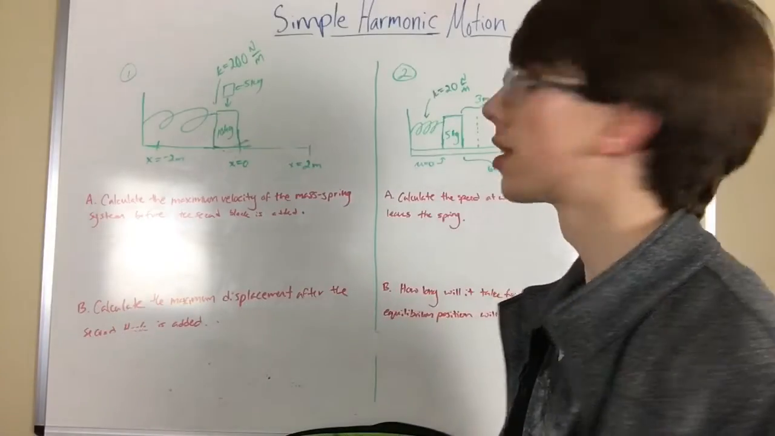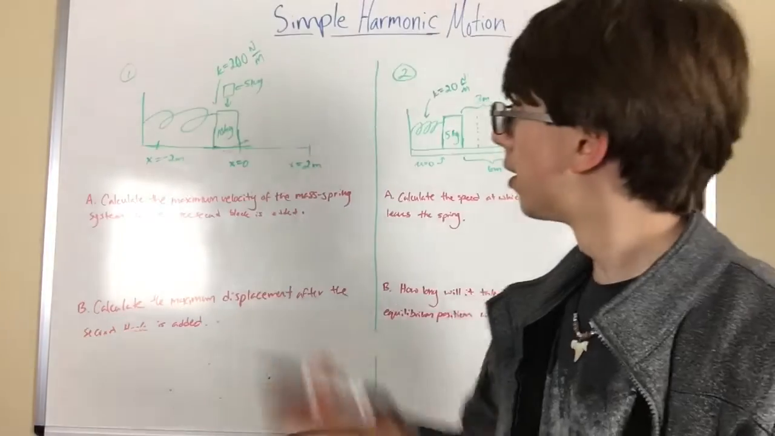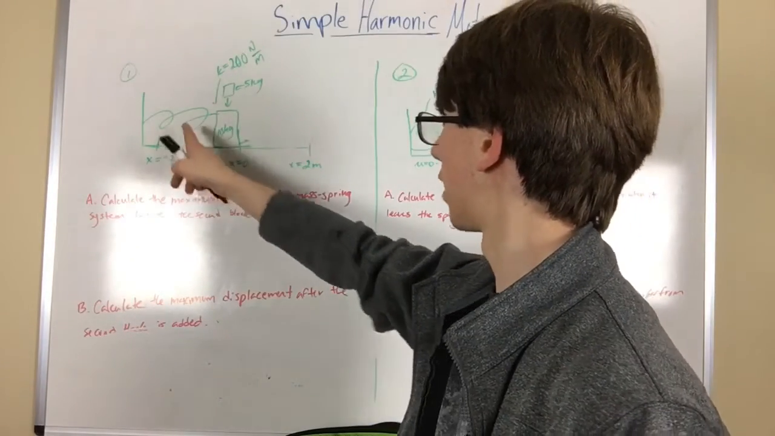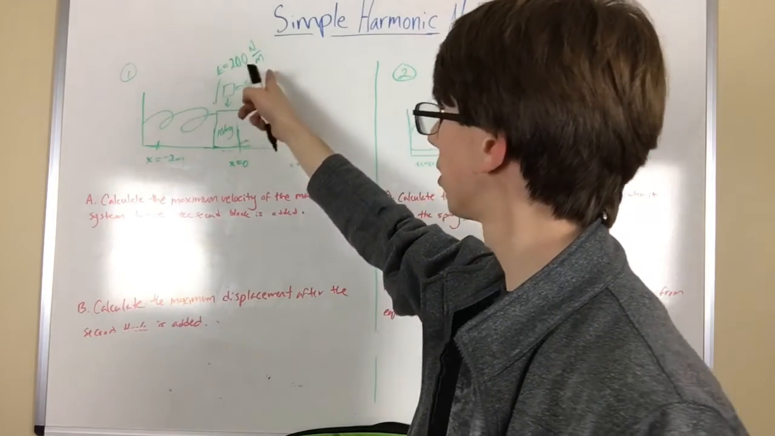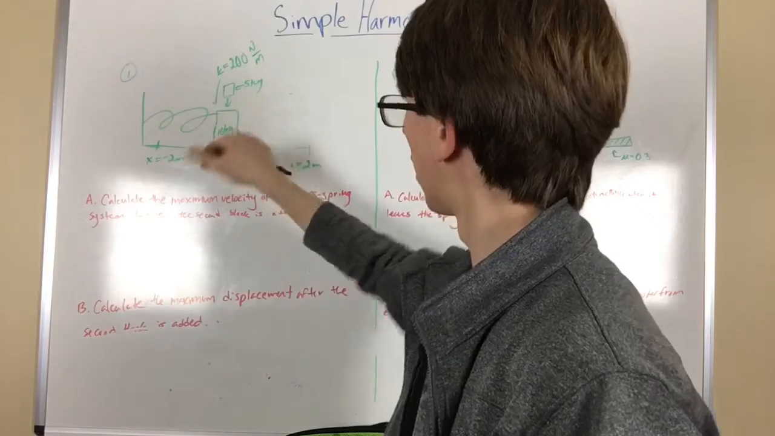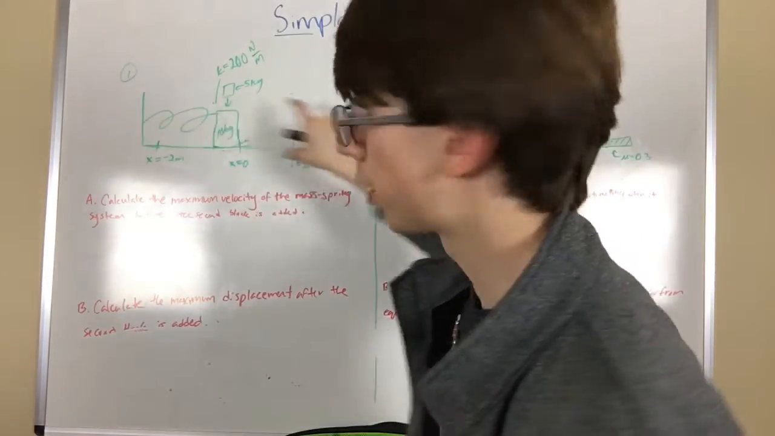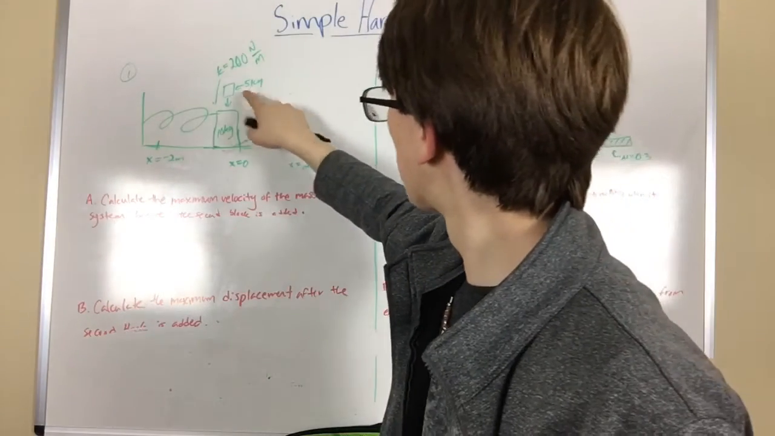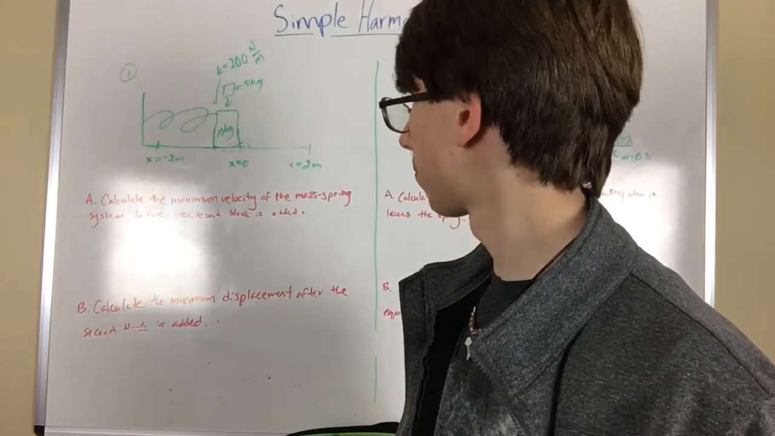So we'll go over some FRQ examples for the unit of simple harmonic motion. The first problem we have here is a 10 kilogram block attached to a spring with a spring constant of 200 newtons per meter. At the equilibrium point, it was originally either stretched or compressed 2 meters. And we have a 5 kilogram block being dropped on top of it while it's at its equilibrium point.